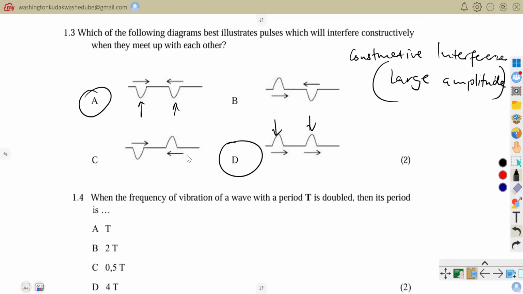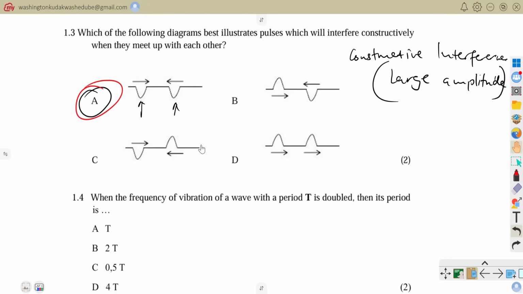But you will see that on this one, these two pulses are moving in the same direction. Therefore, these two pulses are in phase and they will never meet, because they are in phase and moving in the same direction. So our answer was going to be A. That is where you are going to have constructive interference.